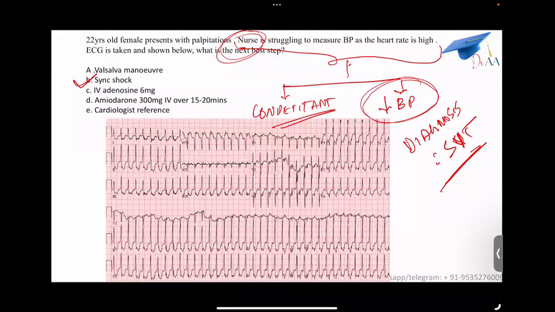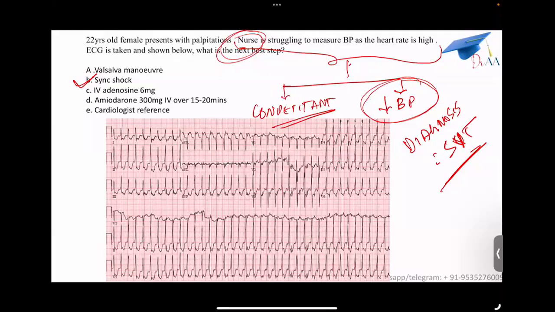The main reason, I think in the Google Forms we just wrongly marked it as Valsalva, but a similar question is there in MRCEM Success also, where they say go for synchronized shock. Usually, if the nurse is struggling to measure blood pressure, we consider it as non-recordable blood pressure. That's the reason.